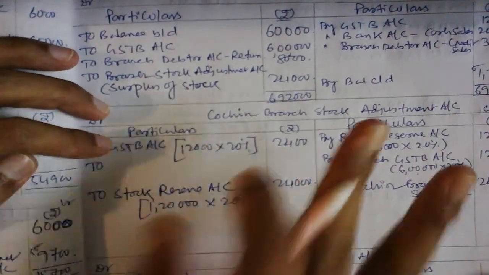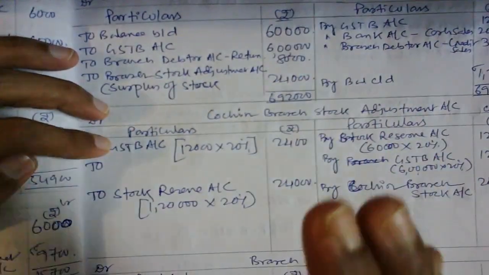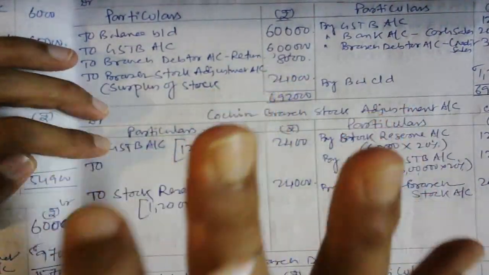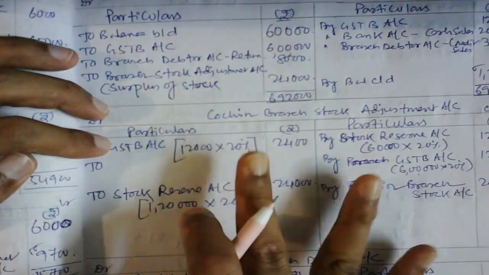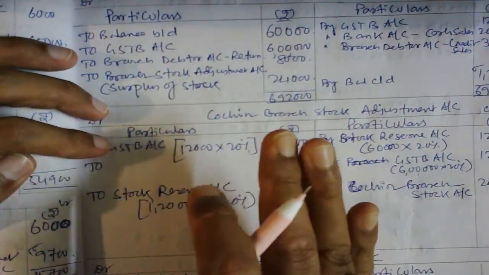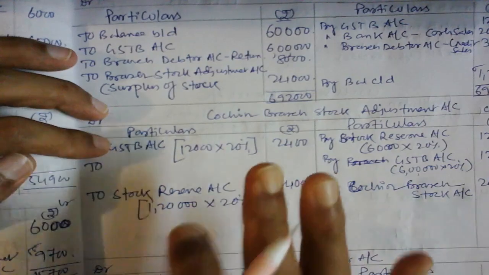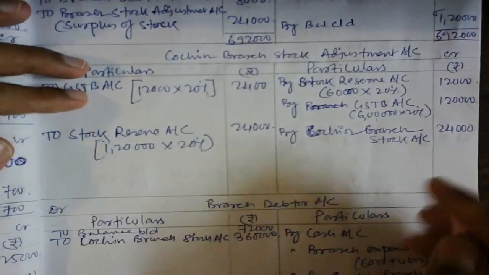No such adjustment is left in the branch stock. See that we need to understand. All the adjustments related to the branch stock should be plotted in the branch stock adjustment, and no other adjustment will be seated in any of the branch stock adjustment account. Okay, so we need to complete this.